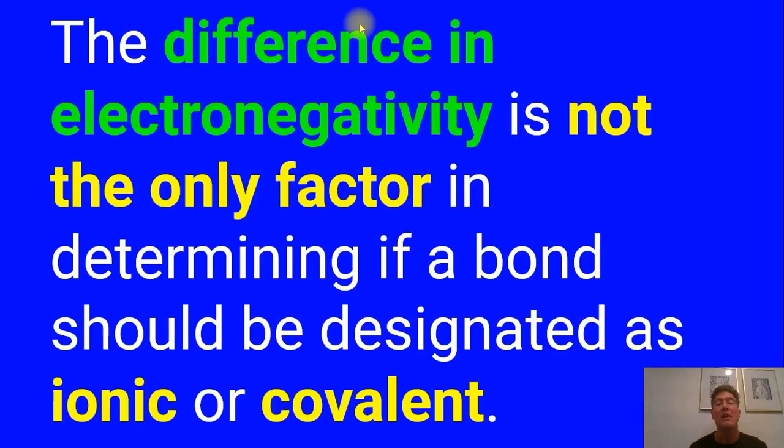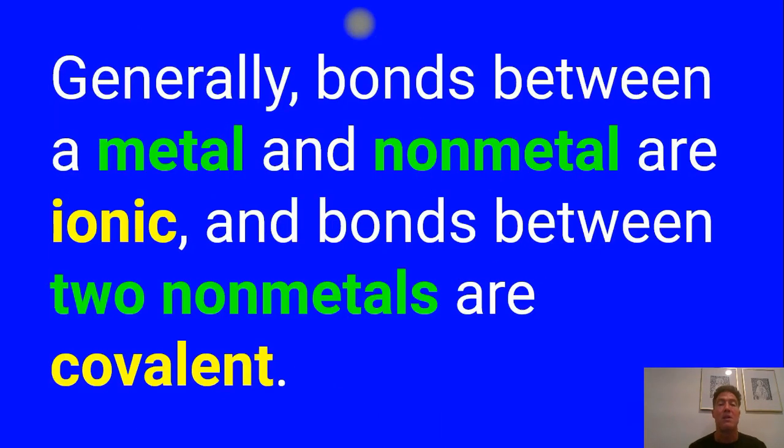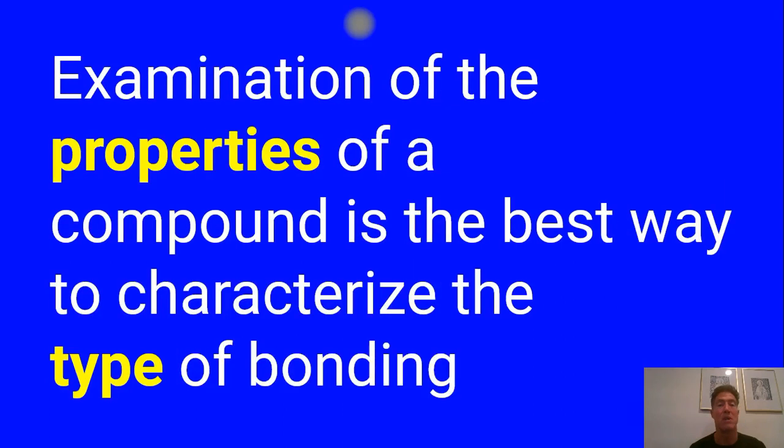The difference in electronegativity is not the only factor in determining if a bond is designated ionic or covalent. Generally, if we're dealing with a bond between a metal and a non-metal, that's going to typically be ionic, whereas bonds between two non-metals are typically going to be covalent, even if the electronegativity difference falls within that threshold that we mentioned earlier. So how do we determine it? We look at the properties of the compound, and that's the best way to characterize the type of bonding that we have.